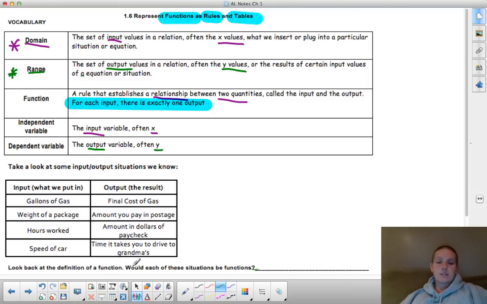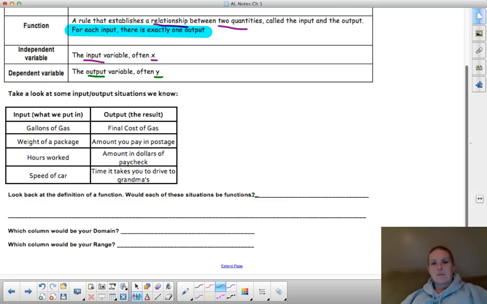Look back at the definition of a function. Would each of these situations be functions? It's an interesting question, and there's a little bit of opinion involved in there. I'm going to leave that one for you to fill in with your opinion and what do you think. And we're going to talk about this one in class. Would these be functions? Make sure you have something prepared so that you can talk about it. Would each of these be functions? Which column would be your domain?